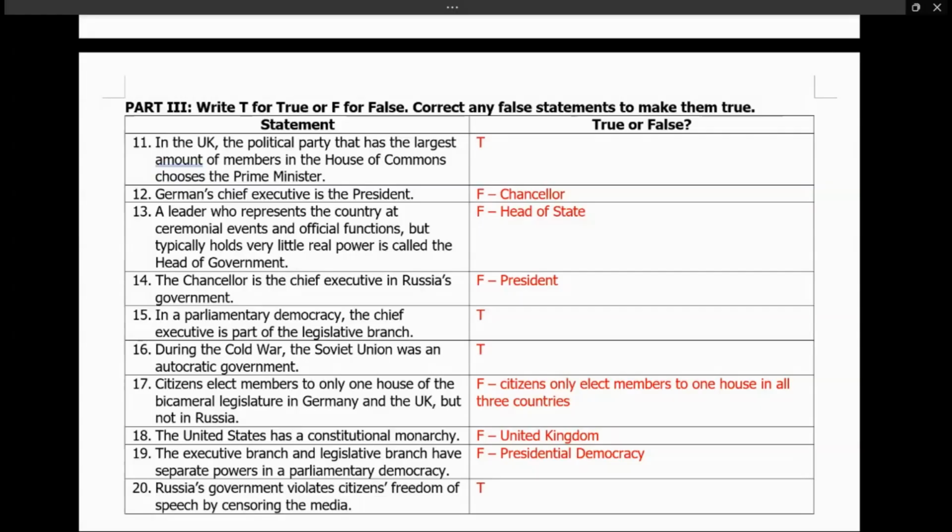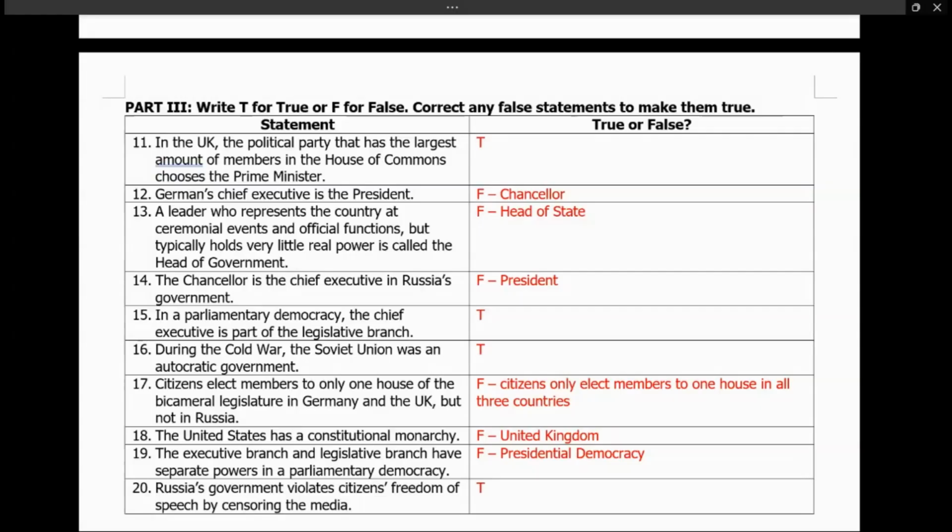Number 17, citizens elect members to only one house of the bicameral legislature in Germany and the United Kingdom, but not in Russia. False. Guys, we talked about this. All three countries are bicameral. So that is false. Citizens only elect members to one house in all three countries.